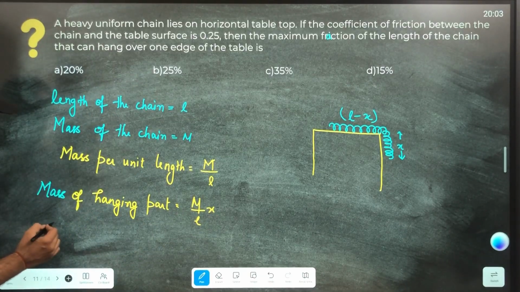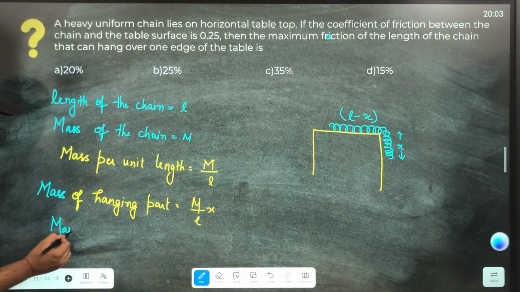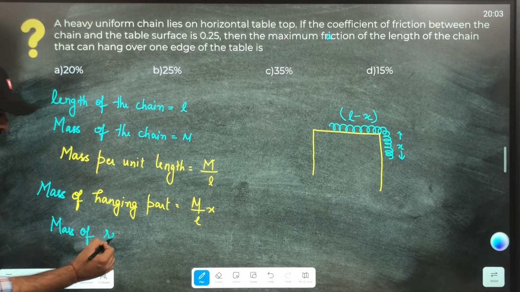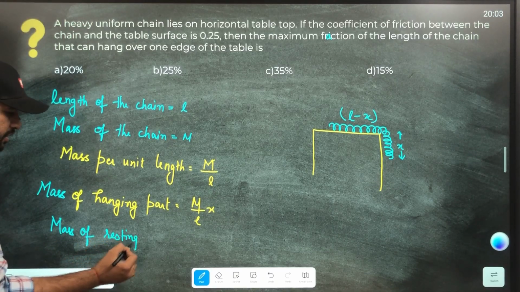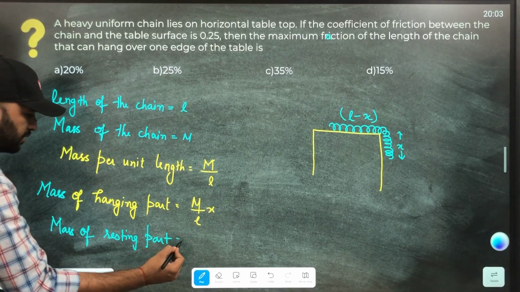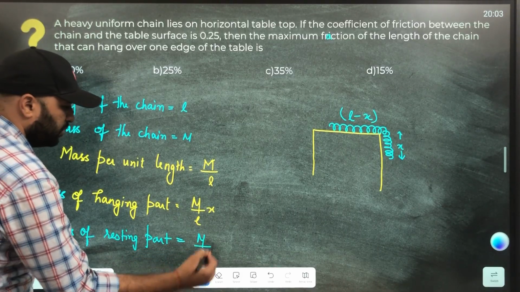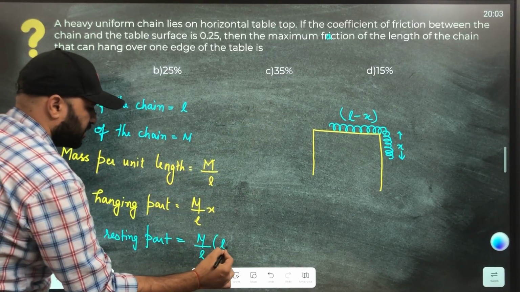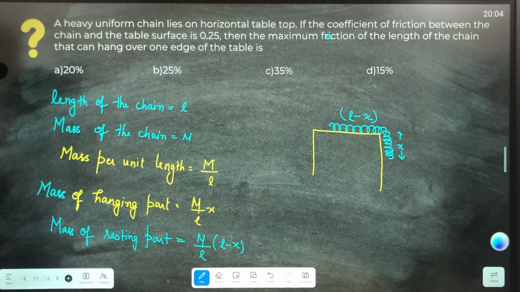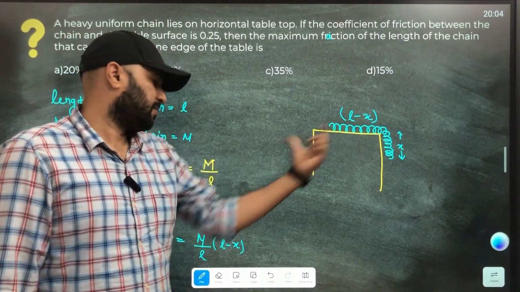And what will be the mass of that resting part? Mass of resting part due to friction will be equal to M by L into the distance, which is L minus X. Clear? I hope this is clear. This is the mass here and this is the mass over here.